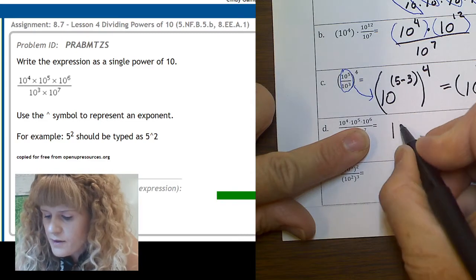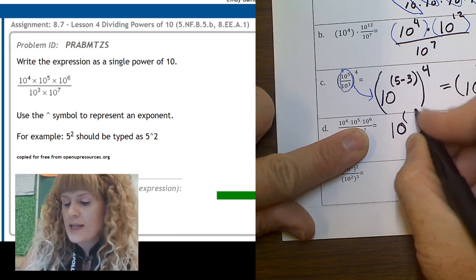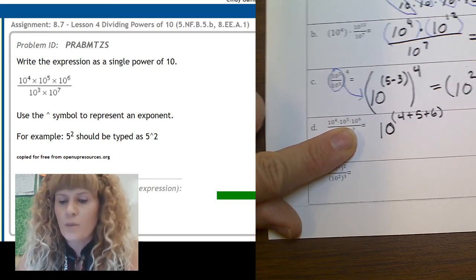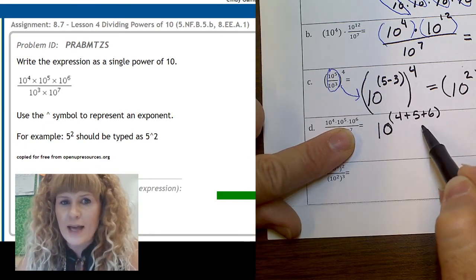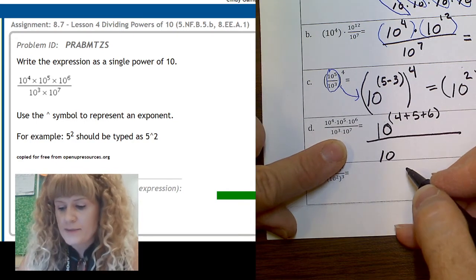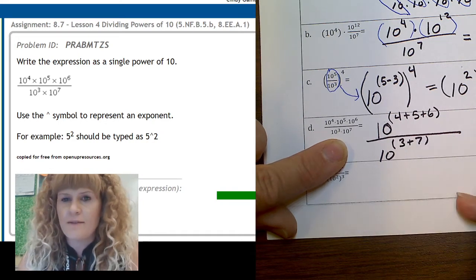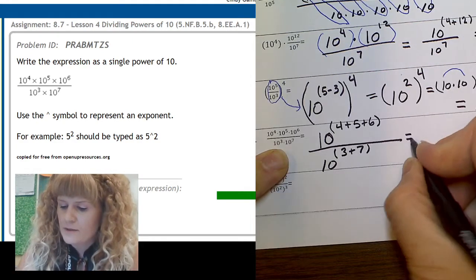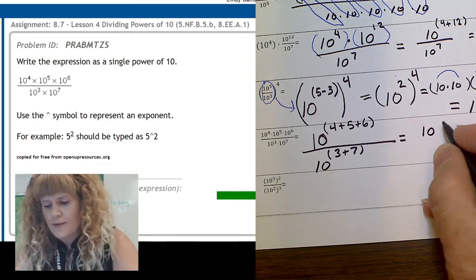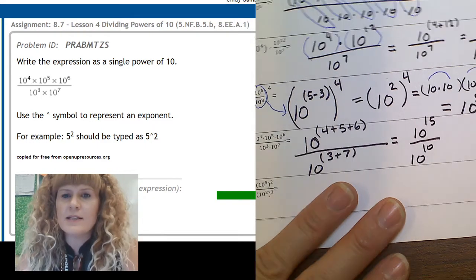10 to the 4th times 10 to the 5th times 10 to the 6th is equal to 10 to the power of 4 plus 5 plus 6. Remember, when you multiply the same base, you add the exponents. In the denominator, 10 to the 3rd times 10 to the 7th is equal to 10 to the power of 3 plus 7. Okay, let's do that addition really quickly. So that's 4 plus 6 is 10 plus 5. That's 10 to the 15th in the numerator and 10 to the 10th in the denominator.